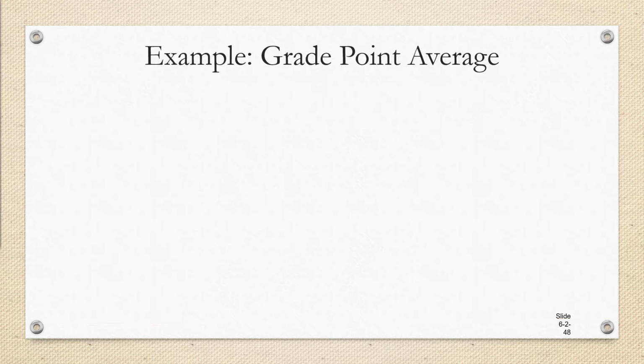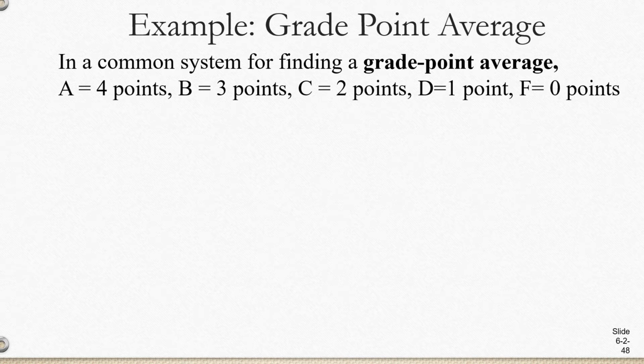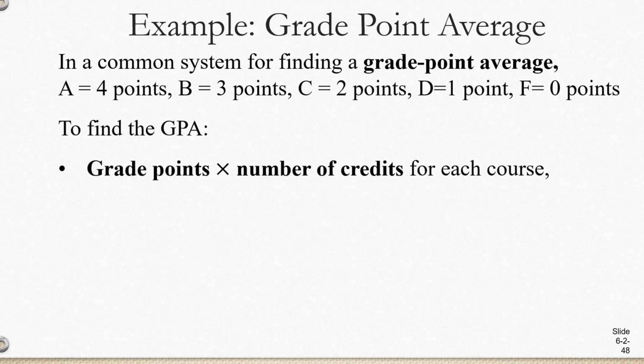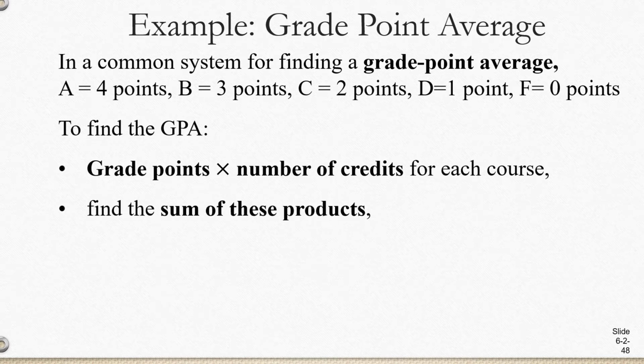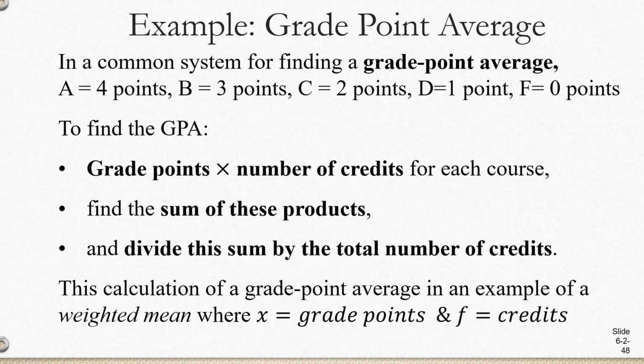Now let's look at the steps for calculating a grade point average. A common system for finding a grade point average is to let A be 4 points, B be 3 points, C be 2 points, D be 1 point, and F be 0 points. To find the GPA then, you multiply the grade points times the number of credits for each class. Then you find the sum of all these products and divide the sum by the total number of credits. We will see that this calculation of grade point average is an example of a weighted mean where X, the data values, are the grade points, and F, the frequencies, are the credits.